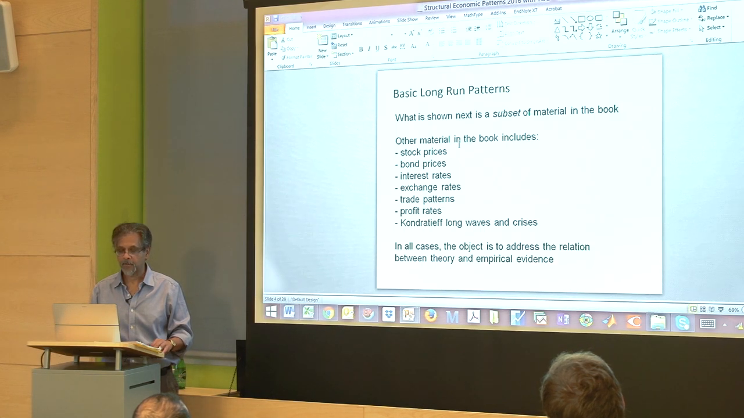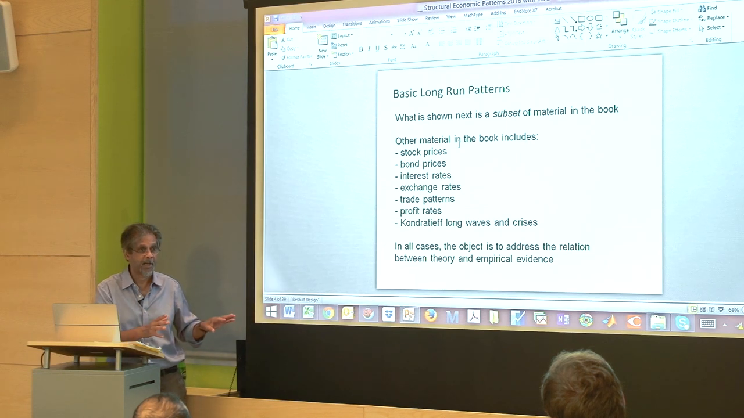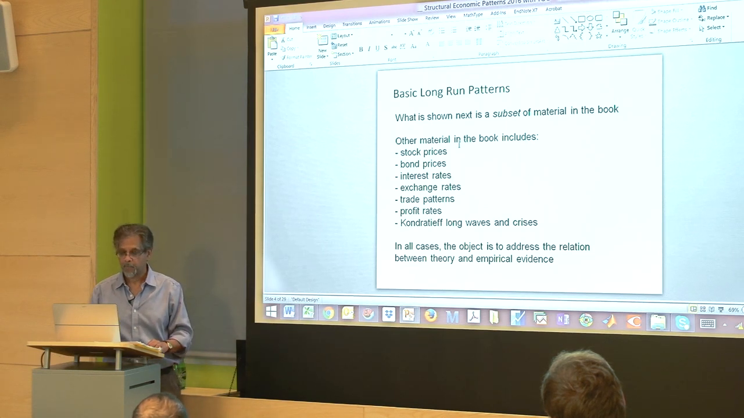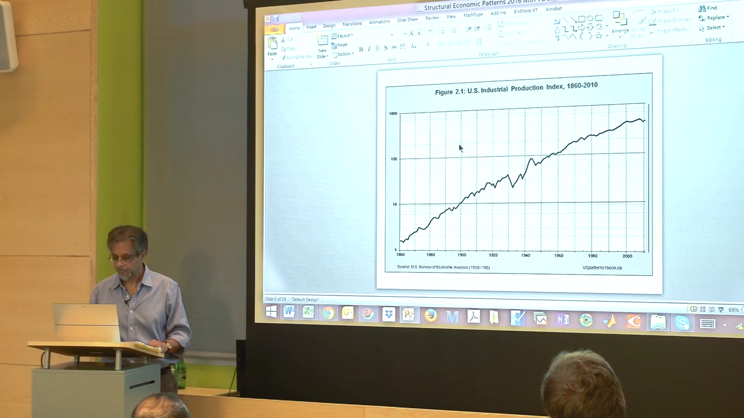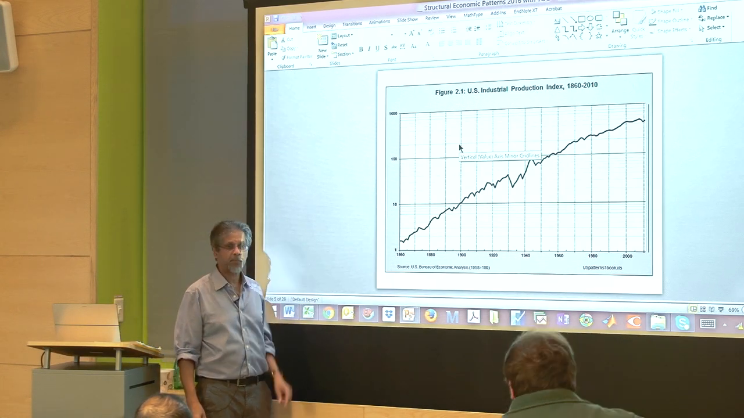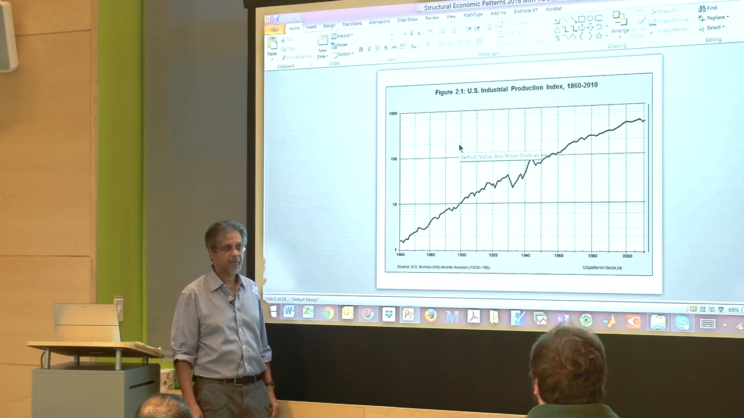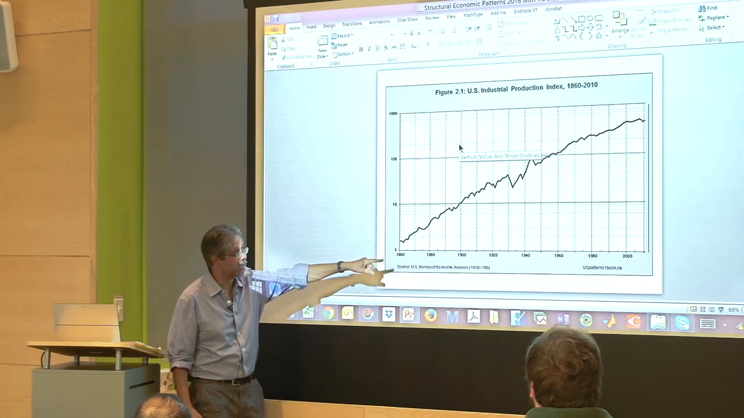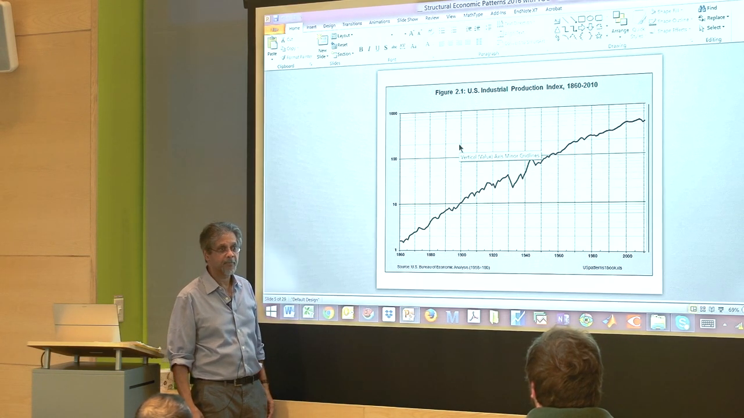So I want to talk about long-term patterns. I'm going to show you a small subset of many long-term patterns. The book, as I said, is 1,000 pages, so a lot of data in it. But let's start with the pattern that is characteristic of capitalism. This is the industrial production index of the United States, from 1860 to 2010.